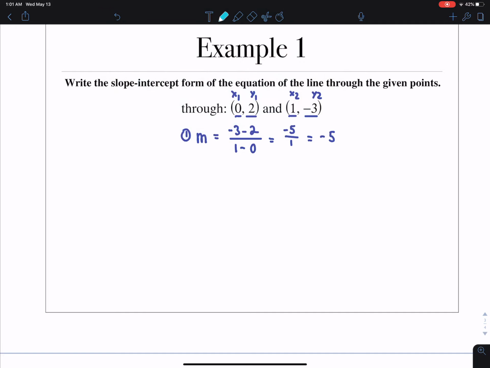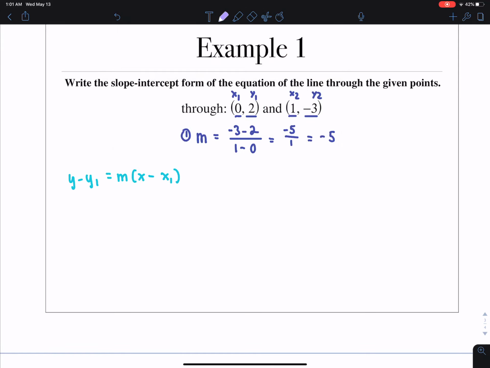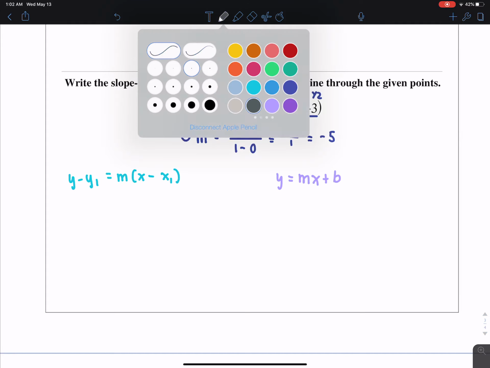Again, you do not have to do both of these methods, but I'll do the first method that we learned: y minus y1 equals m times x minus x1. And then after that, I'll do slope-intercept form, which is y equals mx plus b. And it's a good way to double check your answers and make sure that you're doing them correctly as well.